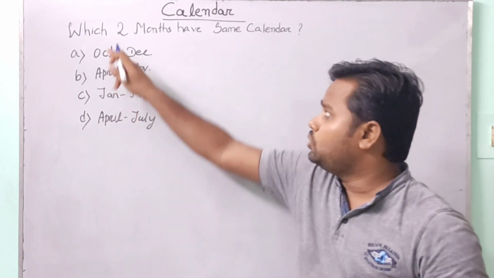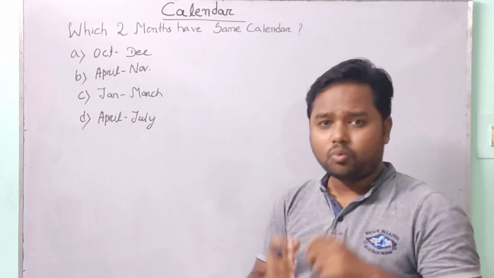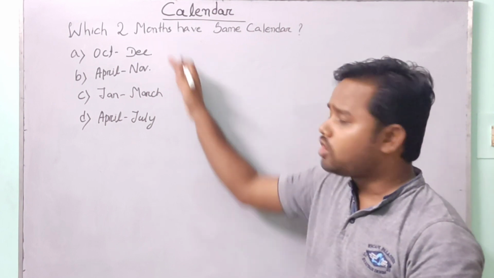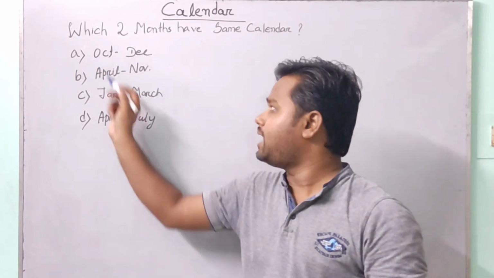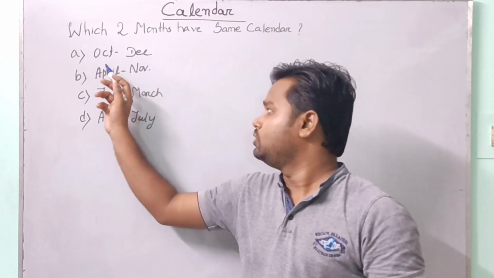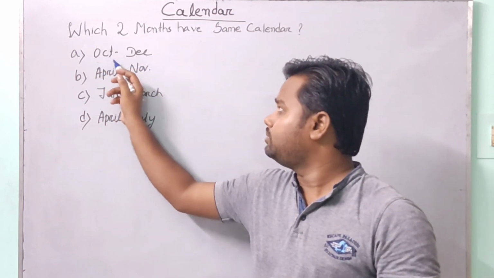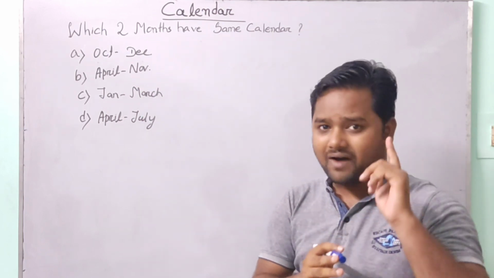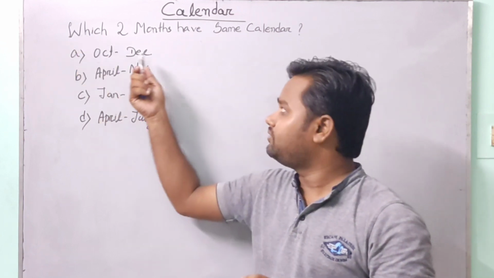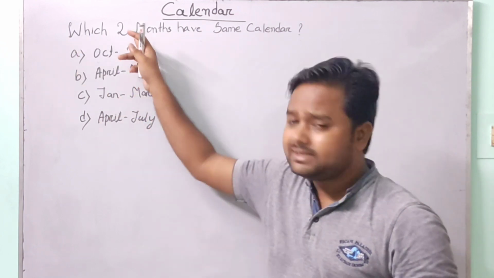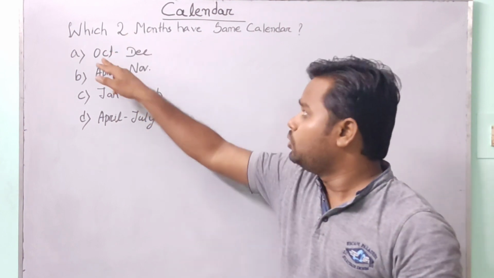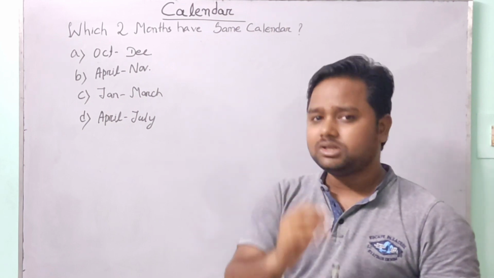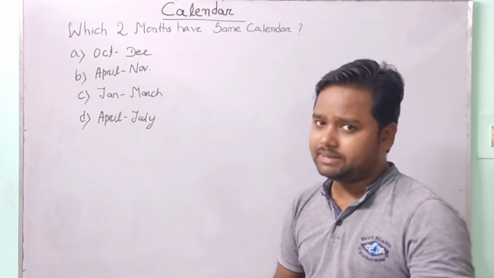The question is, which 2 months have the same calendar? What does it mean? It means in the question 4 options are there. Out of the options, we have to check 2 months. For example, October and December: if the first date of October is Sunday, then will the first day of December be Sunday or not? Which 2 months have the starting on the same day? This question may be asked in any type of examination.